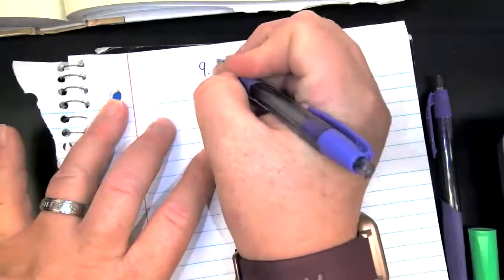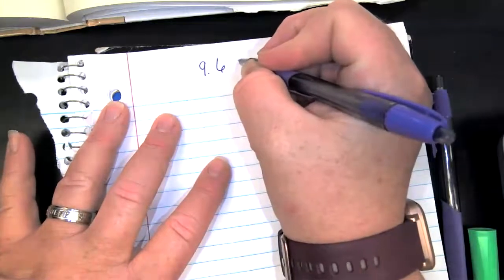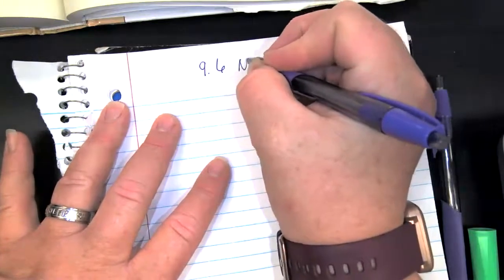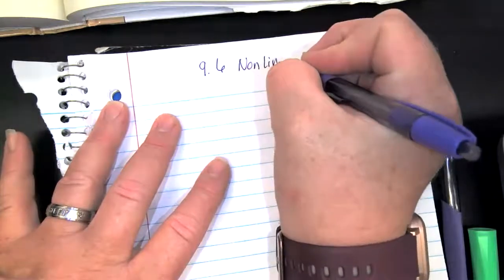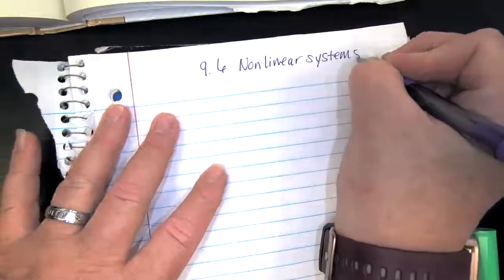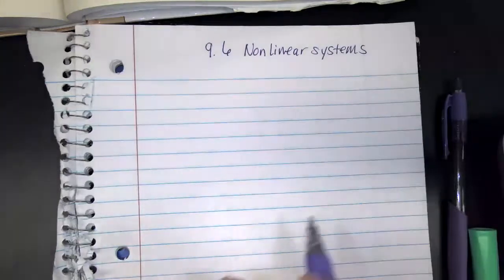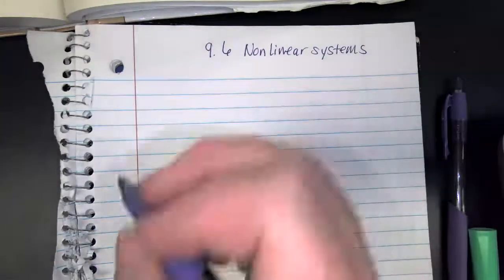We're going to work on section 9.6, which is solving non-linear systems by graphing and algebraically. So 9.6, non-linear systems. That just means we're still going back to systems, but where the two systems would intersect.